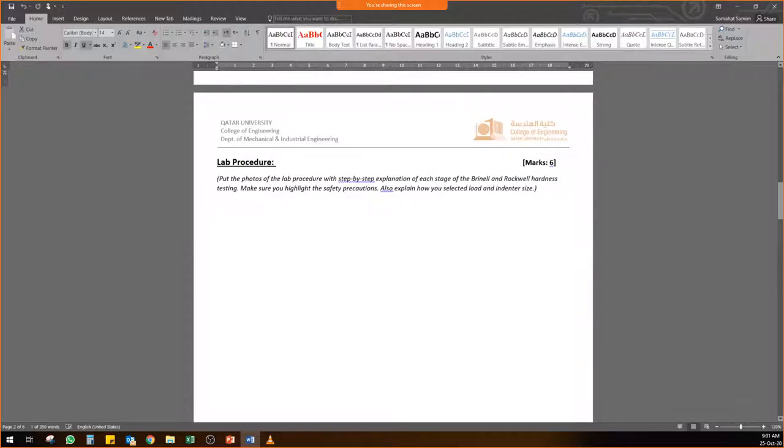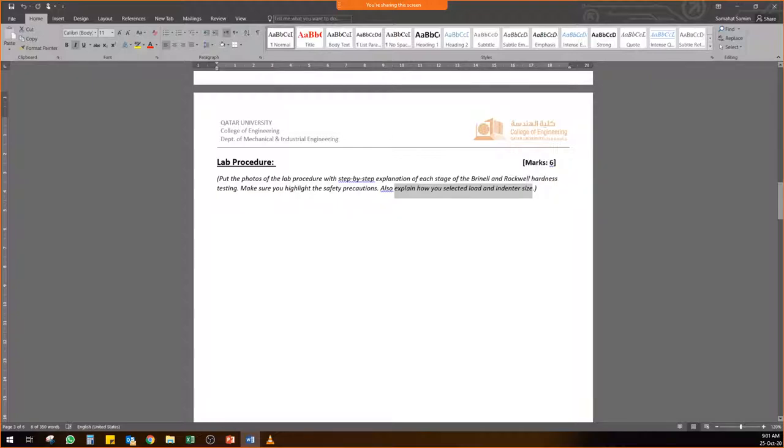Here I want you to again put the photos of the lab procedure with step-by-step explanation. Do not put a big explanation. I see some of you put a lot of wording in the procedure. Points are also okay with me. Each stage of Brinell and Rockwell hardness testing should be mentioned here. Make sure you highlight safety precautions and also explain how you selected load and indenter size.